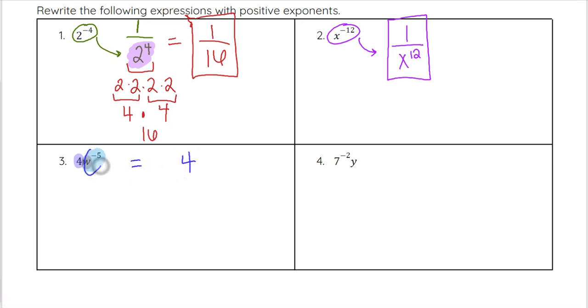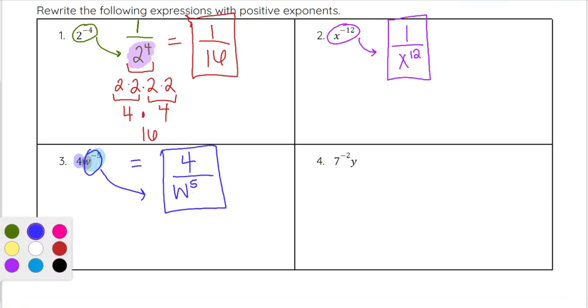But we're going to have to move this w to the negative fifth down to the bottom. So it's going to move down and be w to the positive fifth, but it's not a 1 on top this time because we have a 4 in front that stays where it's at. And so our final answer on this one is 4 over w to the fifth power.